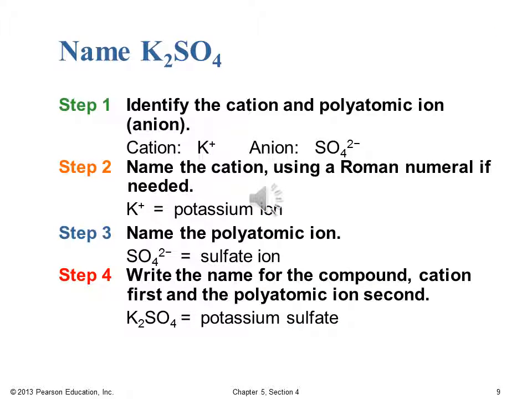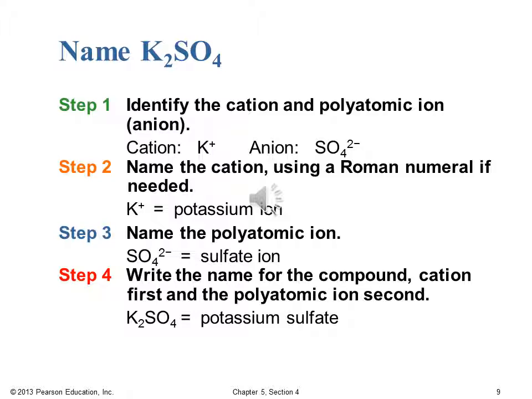Alright, so let's work this one together. So we have K2SO4. So right off the bat, hopefully you recognize that you're dealing with one metal and 2 nonmetals. So that means we must be dealing with a polyatomic. When we see more than 2 elements total, we know there's a polyatomic somewhere if we're dealing with a neutral ionic substance. And so we can identify the cation and the polyatomic ion, the anion in this case. So the cation is K+, the anion is SO4 2-.